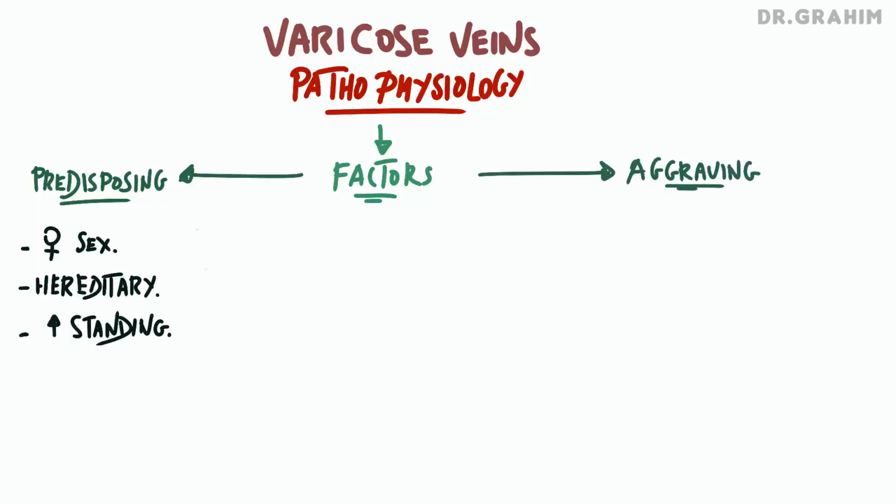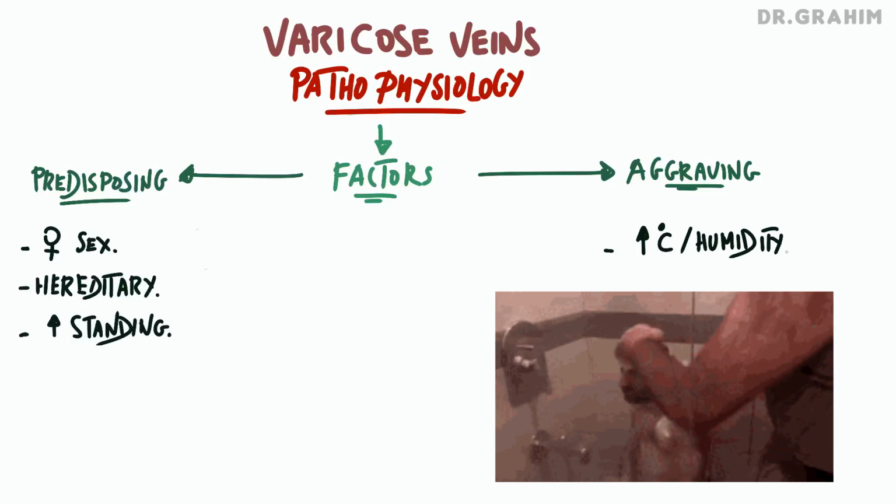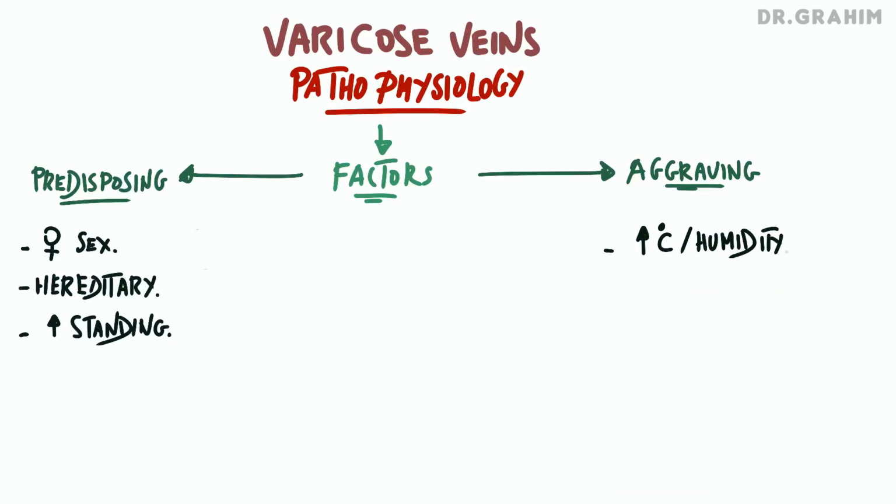Some other aggravating factors are heat and humidity. Conditions such as hammam and saunas can worsen vein dilation. As we said before, some professions like hairdressing or surgery, which require prolonged standing, increase the risk of varicose veins.